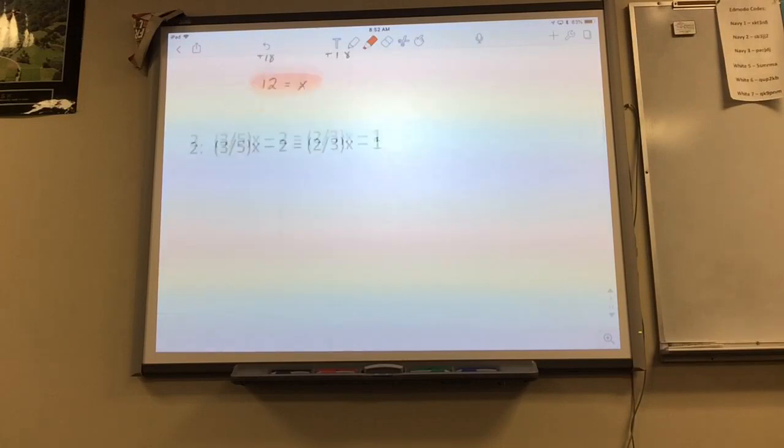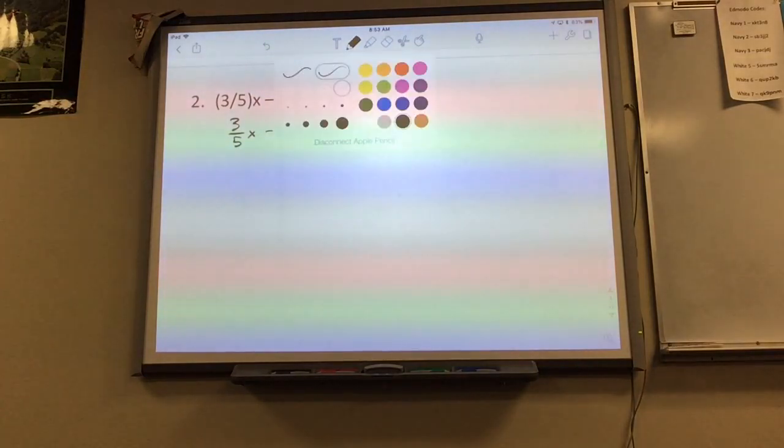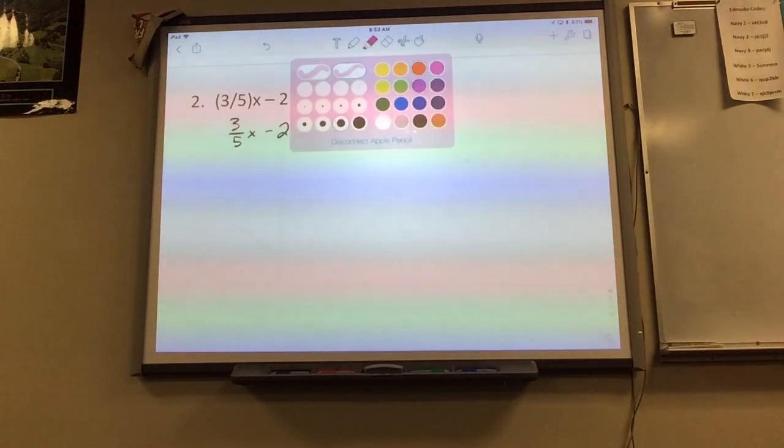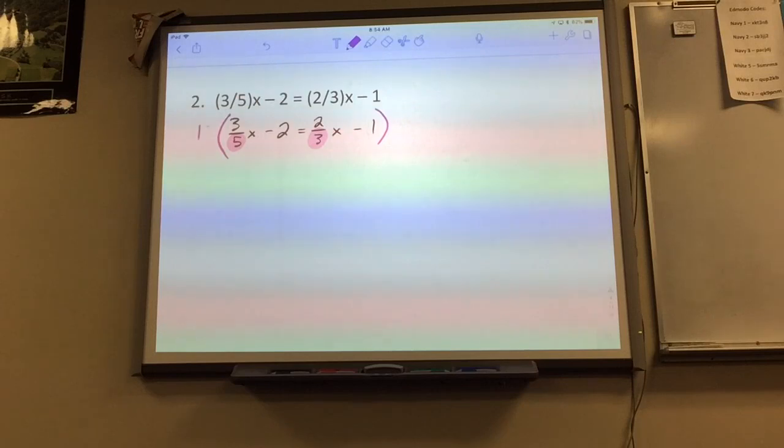Okay, so let's look at the next one. 3 over 5 times (x minus 2) equals 2 over 3 times (x minus 1). The most common mistake on this is not giving it to each part. So make sure you give it to each part of this. Remember, it's still distribution. What am I going to multiply this whole thing by? What can I turn 5 and 3 into? 15. So we're going to take the entire thing and distribute a 15 to it.